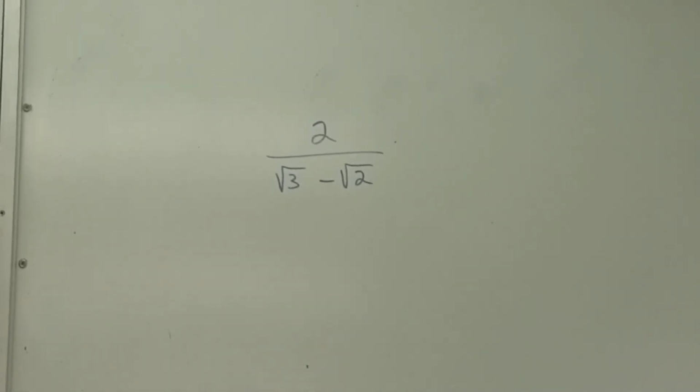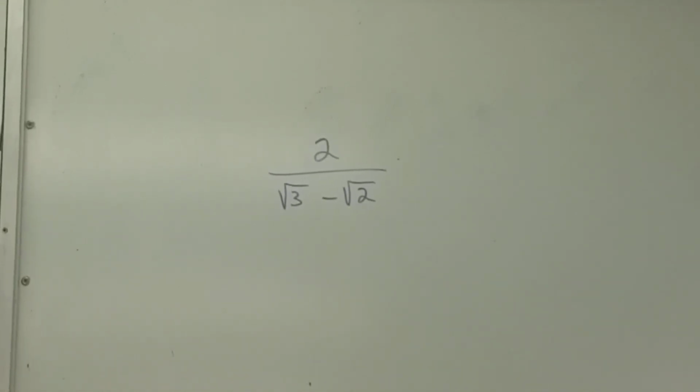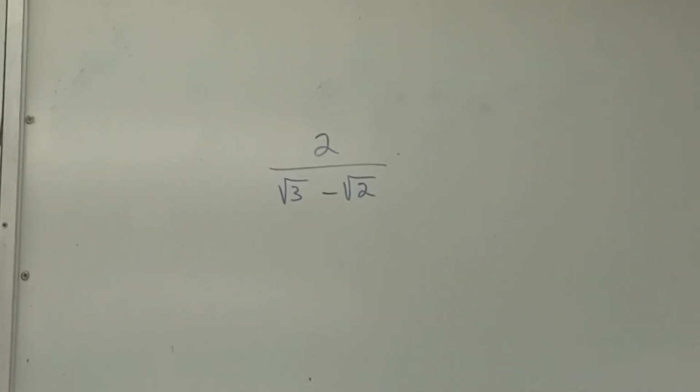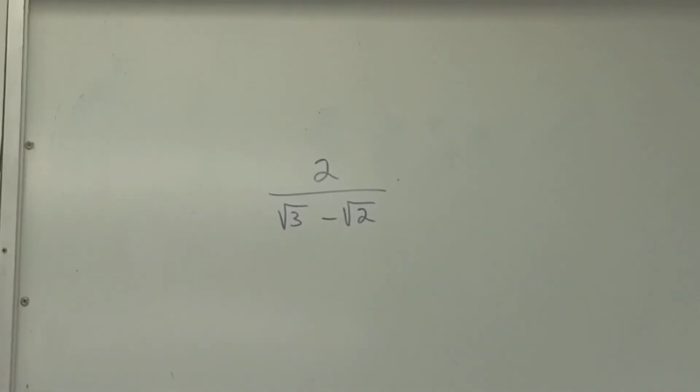What's the problem with simplifying this one? Can't have roots where? On the bottom. And I have actually not even a single root, I have a binomial of roots on the bottom. How am I going to turn an irrational binomial into a rational number? Not even a binomial anymore. How will I turn an irrational binomial into a rational number?